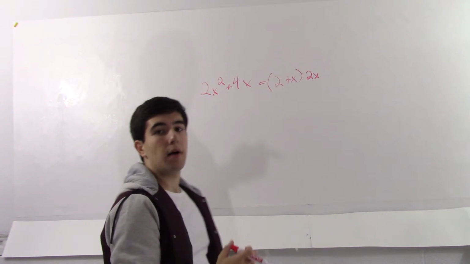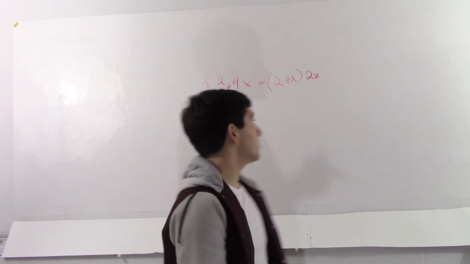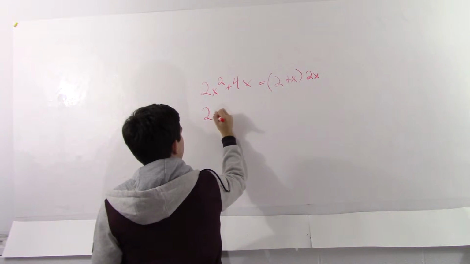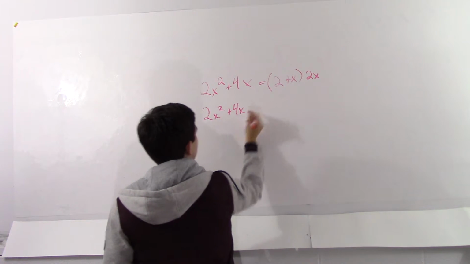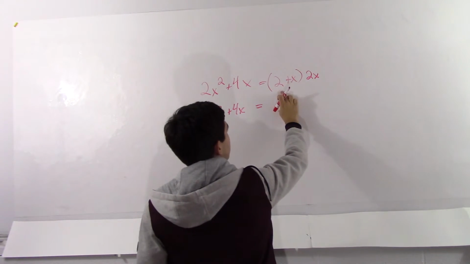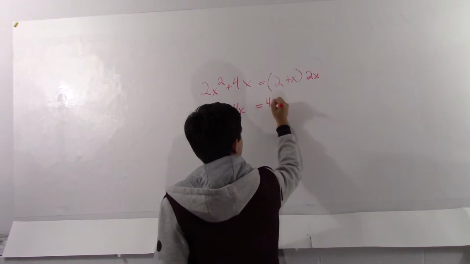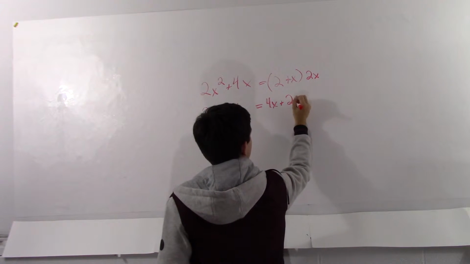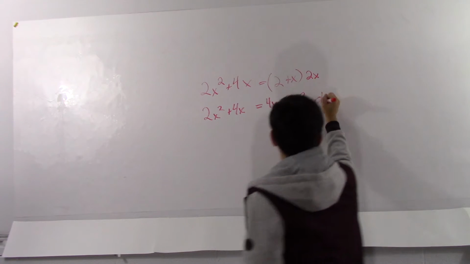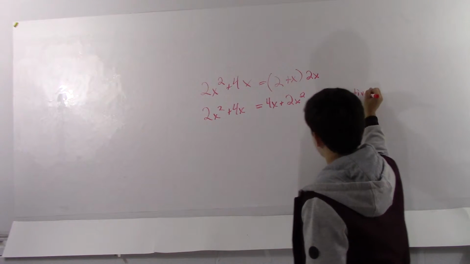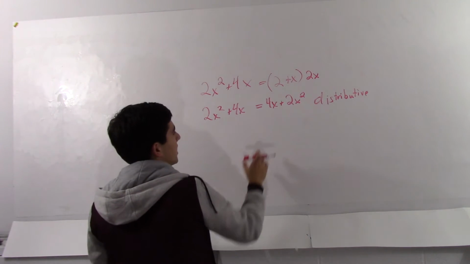Let's look at another problem, but this time it's going to have multiple properties. So we have the same 2x squared plus 4x, which we can bring down for our next step. We'll keep this the same. Now, we have the distributive property again. 2 times 2x is 4x, and x times 2x is 2x squared. That's distributive. But we're not done yet.